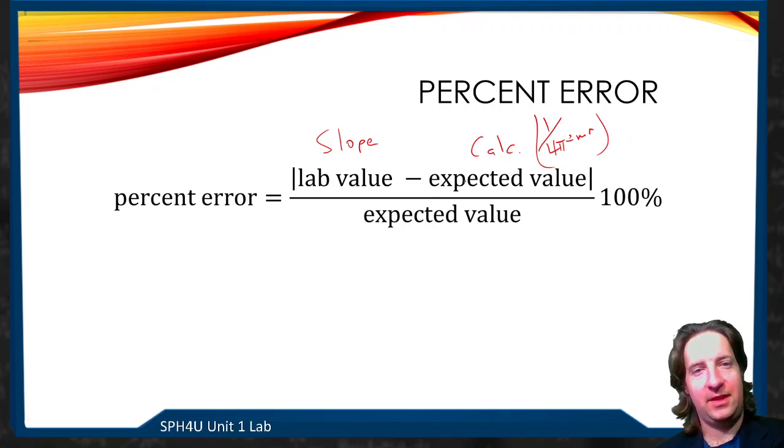So you take your lab value, subtract that from the expected value, and take the absolute value of that. If it's negative, just ignore the negative, divide it by the expected value, and multiply by 100. It'll tell you, for example, I have no idea what your numbers are going to be, but it'll be like 7% off or something like that. It tells you how close you were in your data to get an answer.